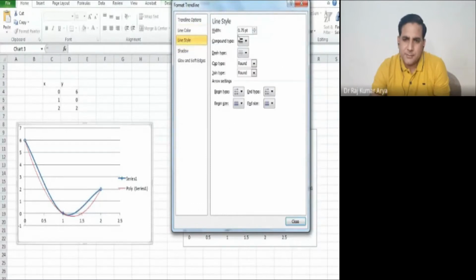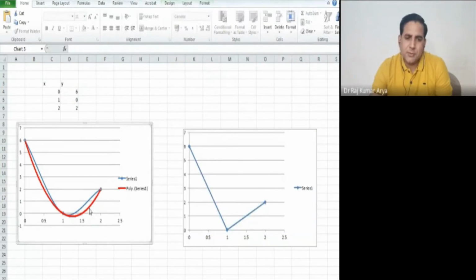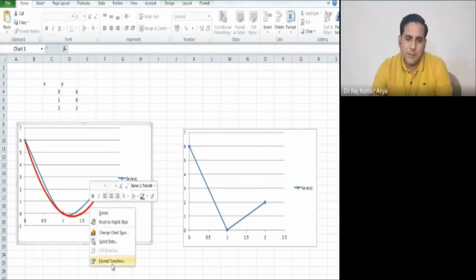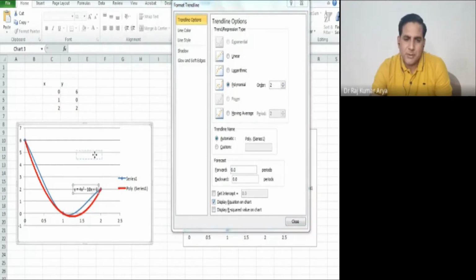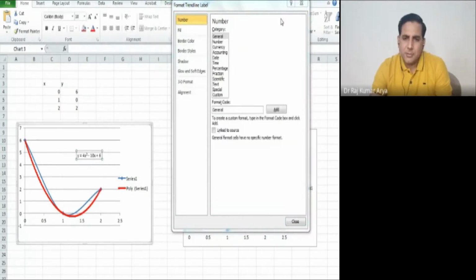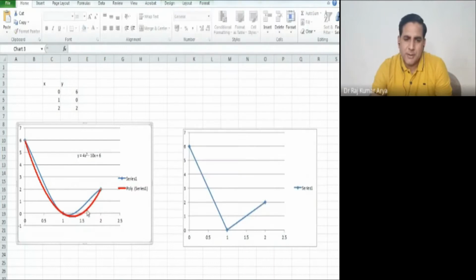These are just to see what we are actually doing. So you did a polynomial here, and let's say you want to show the equation on this graph. So this is what you are getting here.